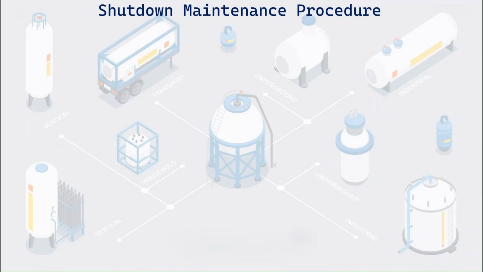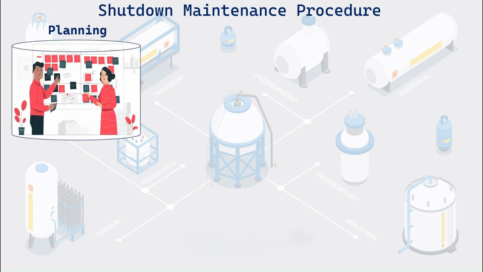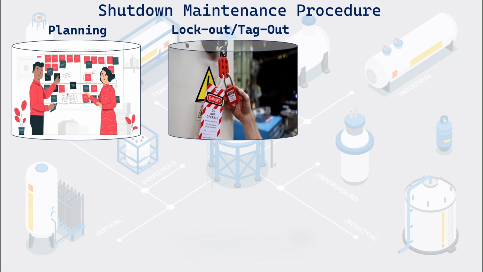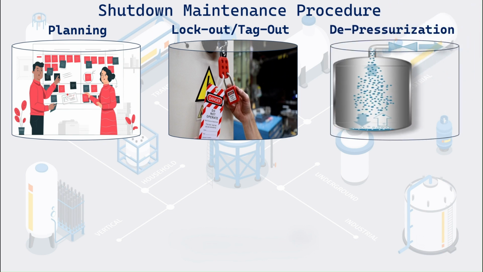Since we have discussed the maintenance issues previously, now let us see how we resolve them during the shutdown maintenance activity. Pre-inspection planning. Develop a detailed inspection plan based on vessel design, operational history, and risk factors. Lockout/tagout. Isolate the vessel from all energy sources and process lines to ensure safe entry and prevent accidental pressurization. Cooling and depressurization. Allow the vessel to cool or depressurize safely before opening, especially if it operates at extreme temperatures.